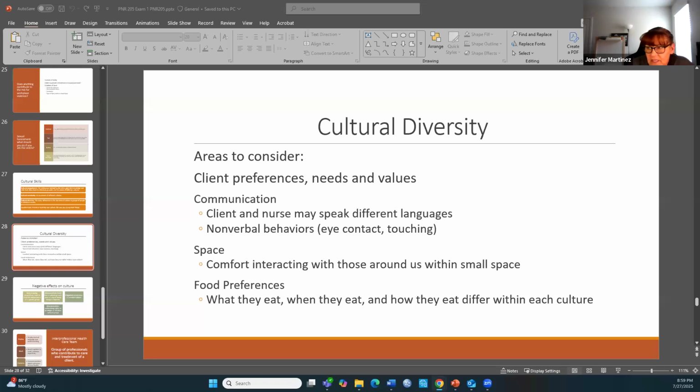There's also food preferences: what they eat, when they eat, how they eat. Are they people that get up at 6 o'clock in the morning and expect breakfast at 6:15? Or are they people that just wake up when they wake up and then expect breakfast? Maybe I'll wake up at 9 a.m. and I want breakfast at 9:30. What are the different variations there? Food preferences as well. The biggest one that comes to mind is our Muslim population: no pork.